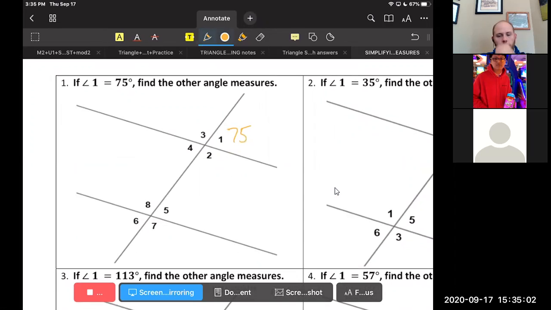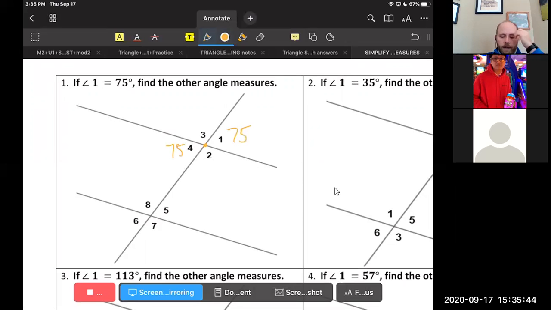Stick with this cluster, 1, 2, 3, and 4. What other angles are 75? Think vertical angles. Which one's vertical with 1? 2? No, that's a linear pair, they're next to each other. 3 too, those are linear pairs too. They only share the vertex, so it has to be directly across from 1. 4. Yeah, 4.